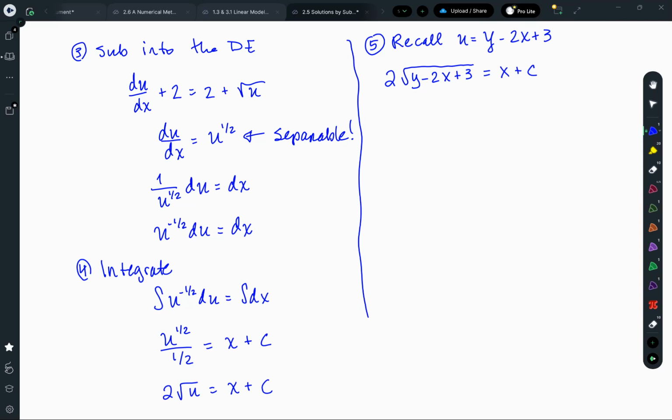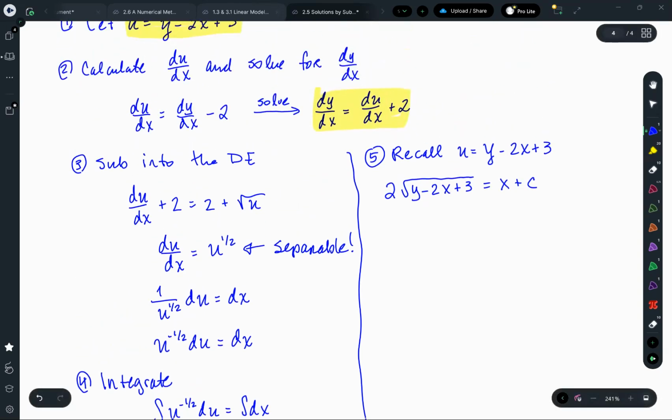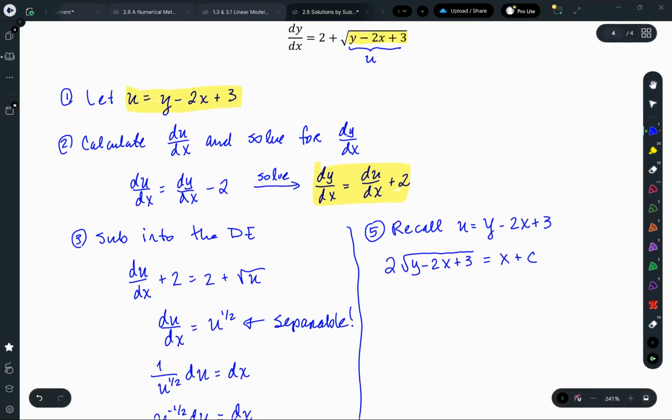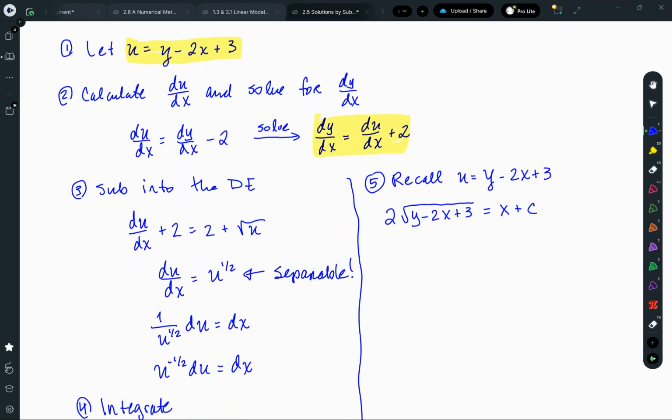And I would leave it like this. The question does not ask for an explicit solution, so I don't want to square both sides and have the chance of misconstruing my answer because y is under a square root. That was part of the question and it's part of the answer. I'm going to leave it like this. This is the purest answer I can give. So that's the method of reduction to separation of variables.